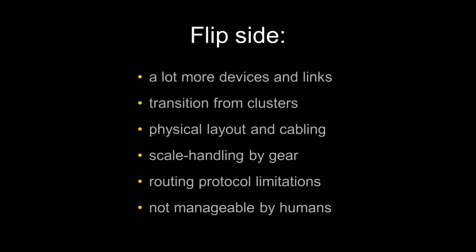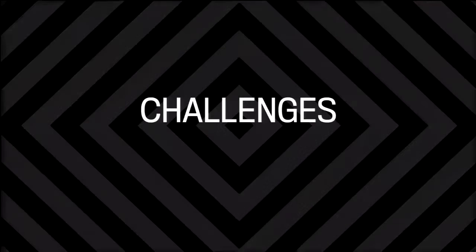On the flip side, Fabric Network brings some complexity too. There's a lot more devices and links in it, many more than what we had with the clusters, because there's a whole spine tier and everything. There are some logical aspects of transitioning operationally from one platform to another platform. There are physical aspects. There's a lot of cables involved with the fabrics. There are scale handling issues with the networking gear. These basic switches need to be made to deal with this very large scale of routing that they are handling in this large data center. There are routing protocol limitations. And the main thing, networks like this are simply not manageable by humans. Way too much complexity for a person to be able to troubleshoot it.